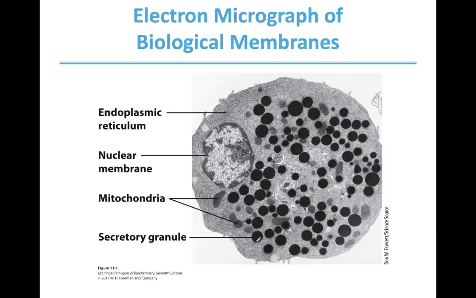For example, when there is waste accumulating in a cell, the waste is not released into the cell; it's accumulated in a secretory granule. The secretory granule will fuse with the cell membrane and release the contents into the extracellular medium.